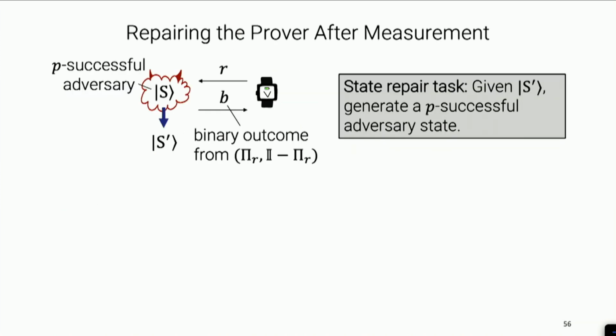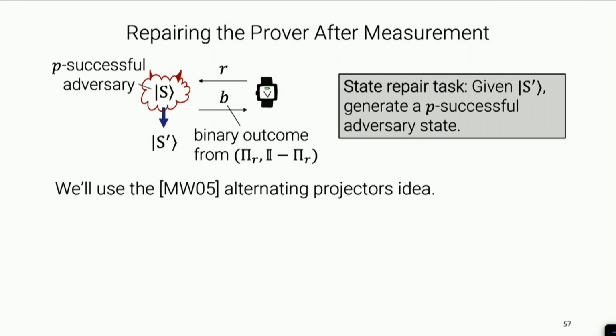So I think I'll just dive right into it. The state repair task is: you're given S prime, this state after a 1-bit measurement has disturbed your initial state, and my goal is to output a better adversary. And we're going to use this Marriott-Watrous alternating projectors idea that we actually saw in the last talk for zero knowledge.